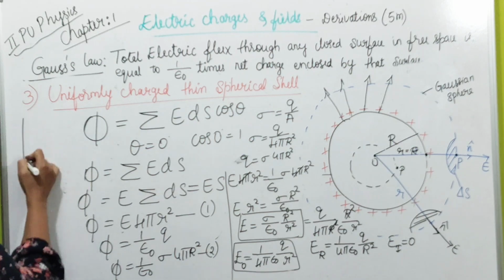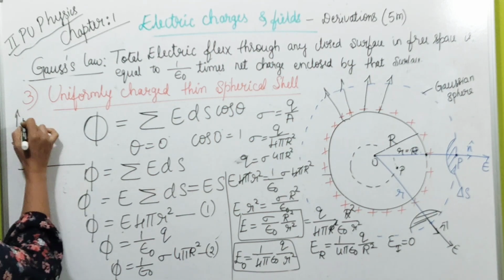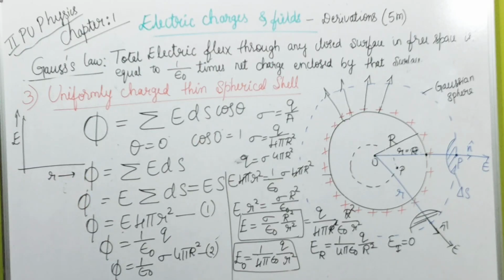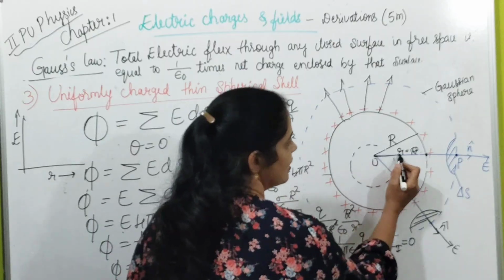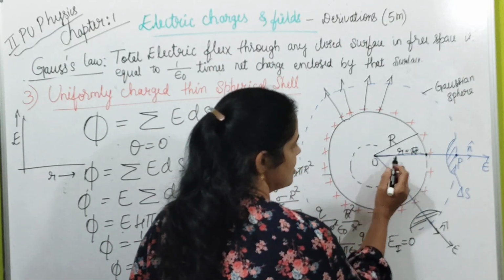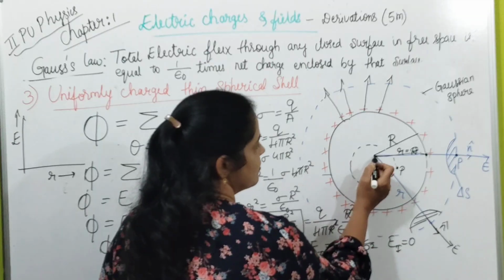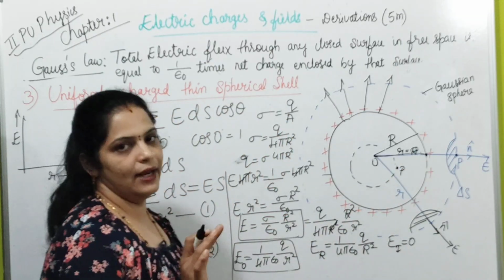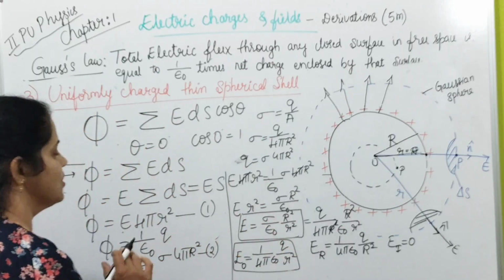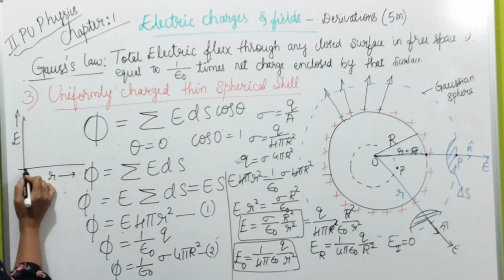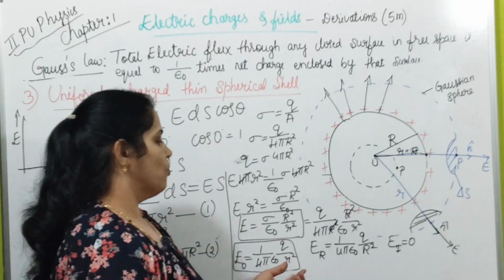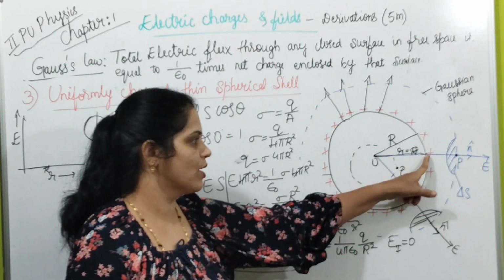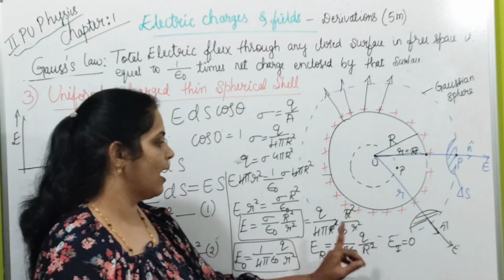So, if I plot a graph by taking electric field along the y-axis and r along the x-axis, then from the center till the surface, that is when r is less than capital R, there is no electric field. Electric field is 0 inside the shell. So electric field is 0 means the line is on the x-axis. Electric field is 0 till capital R. So at capital R, what happens? Electric field on the surface is 1 by 4 pi epsilon naught Q by R square.